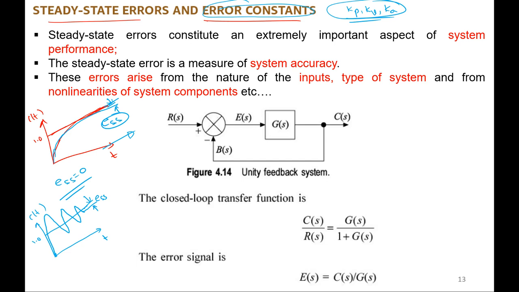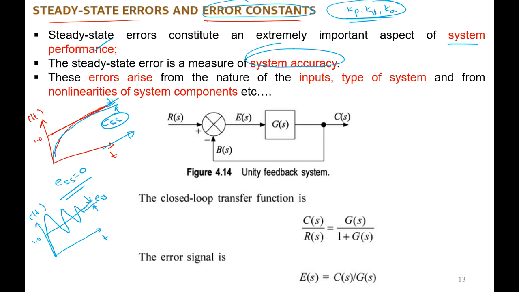Steady state errors constitute an extremely important aspect of system performance, right? We will make use of this steady state error in order to get the system performance, right? That we'll see. And steady state error is nothing but the measure of system accuracy, right? Because we will come to know whether there is any difference between actual output and desired output. If the steady state error is 0, the system is 100% accurate. If there exists a difference between actual output and desired output, means if there exists the steady state error, the system is less accurate or not accurate, right?